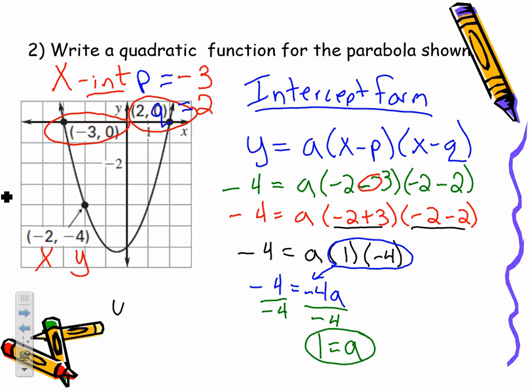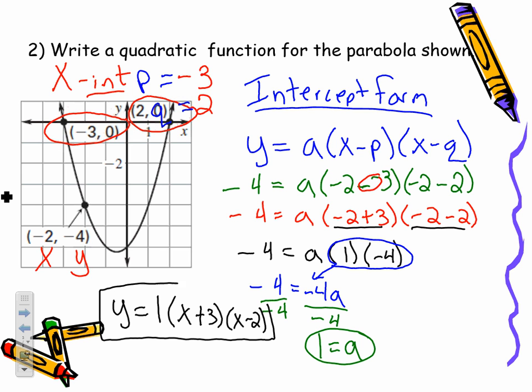So y equals 1 times the quantity x. Now, my p is a negative, so minus a negative turns into a positive 3. And I have x minus 2. This right here, ladies and gentlemen, is the equation to this parabola.